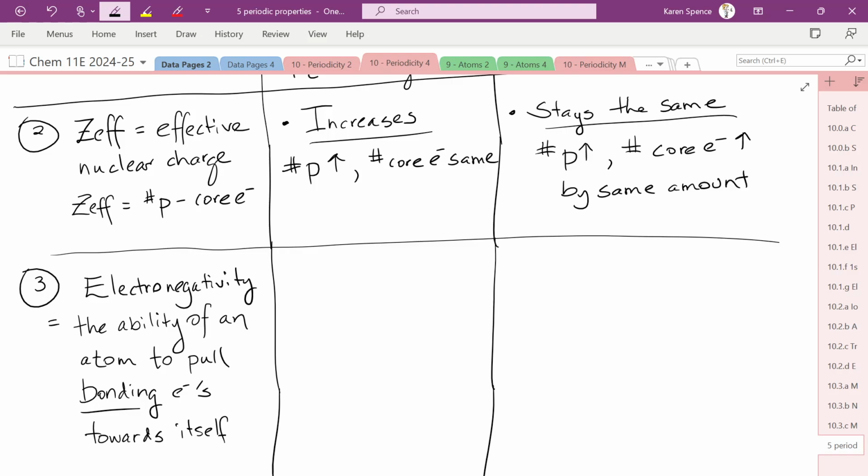What happens to electronegativity as we go from left to right across the periodic table? Increases. As we go across a period? Down a, nah, that's what I just said. As we go down a group. That's what I meant to say. Decreases. Okay. Thank you.